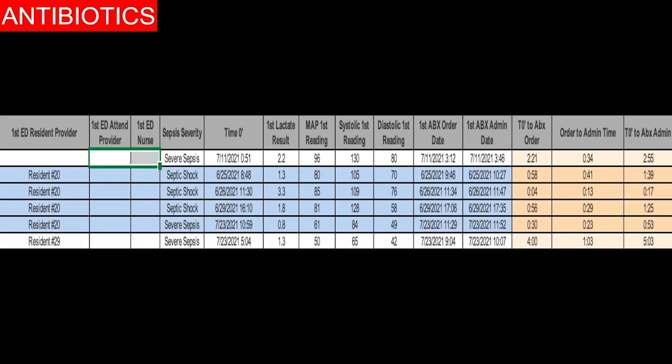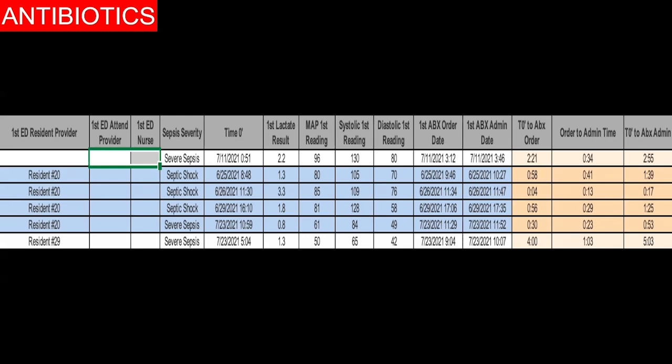As you can see on the first column, the name of the provider is blinded, and every provider gets a number. We have the sepsis severity, severe sepsis or septic shock, and then we determine some patient severity identifiers, such as the first lactate, first MAP, first blood pressure, and then we enter the time that the antibiotic was ordered, and then the time that the antibiotic was administered.